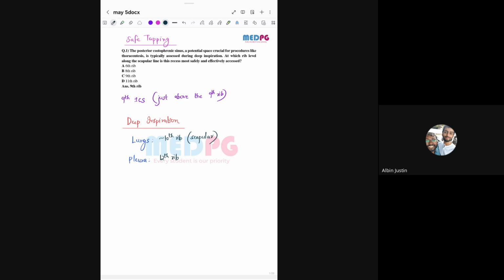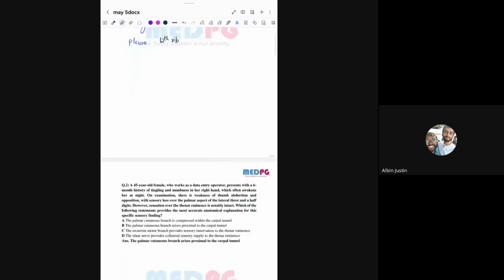So why do you say it is the ninth rib? Because it is below the lung margin, so it avoids lung injury, and if it is above the diaphragm, then it avoids abdominal organ injury. So you tap at the maximum fluid collection space and the safest zone. This is the zone for thoracocentesis. So tap at 9, lung is at 10, and pleura is at 12. Now, let us move on to question number 2.